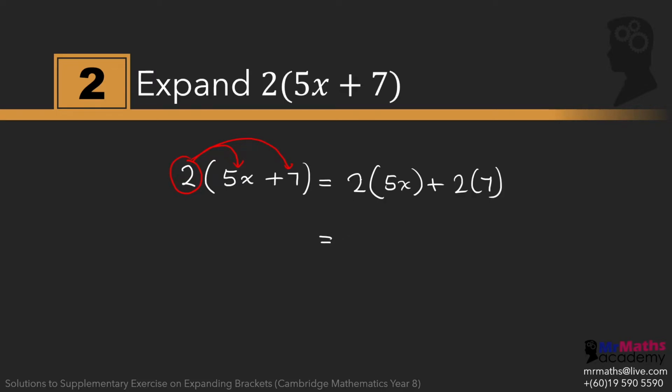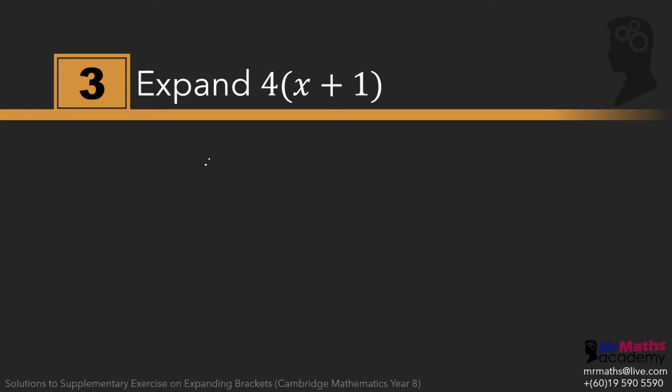So we multiply 2 by 5, that becomes 10. And then we multiply 2 and 7, which becomes 14. So this is the final answer, 10x plus 14. Move on to the next question.